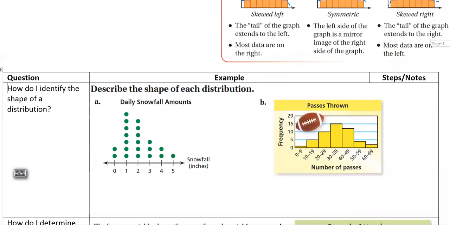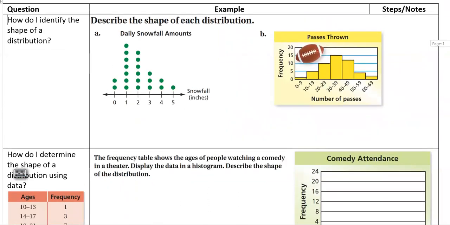Let's do this. Okay, question. How do I identify the shape of a distribution? Describe the shape of each distribution then. Okay, let's start with part A. This says daily snowfall amounts.